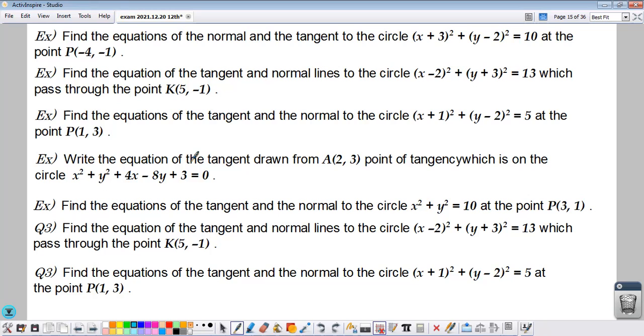So here we have a page about writing the equation of a line which is a tangent to a circle, and a normal line, which is about the circle. So from this page, I'm going to solve this question.